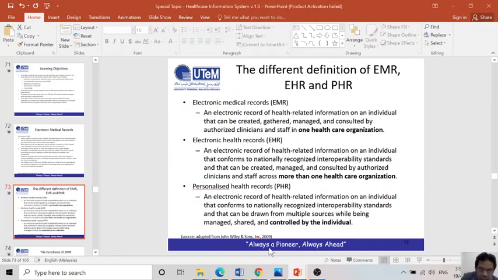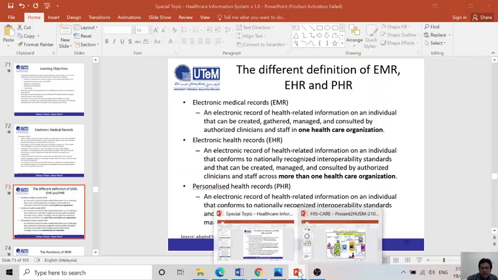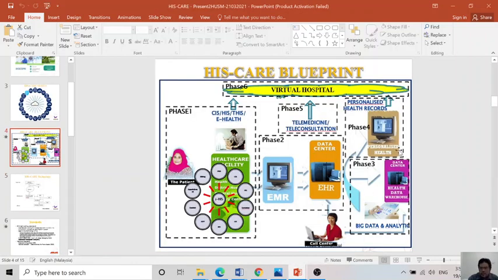A personal health record is an electronic record of health-related information on an individual that conforms to nationally recognized interoperability standards, and that can be drawn from multiple sources while being managed, shared, and controlled by the individual. So that means the patient owns the record.